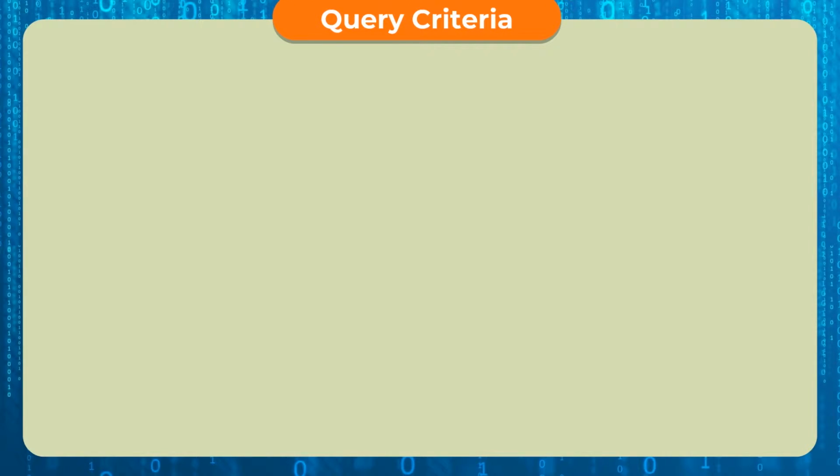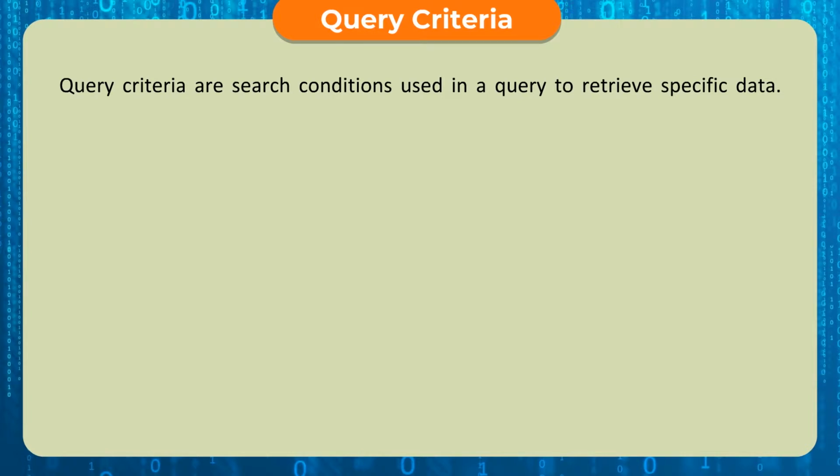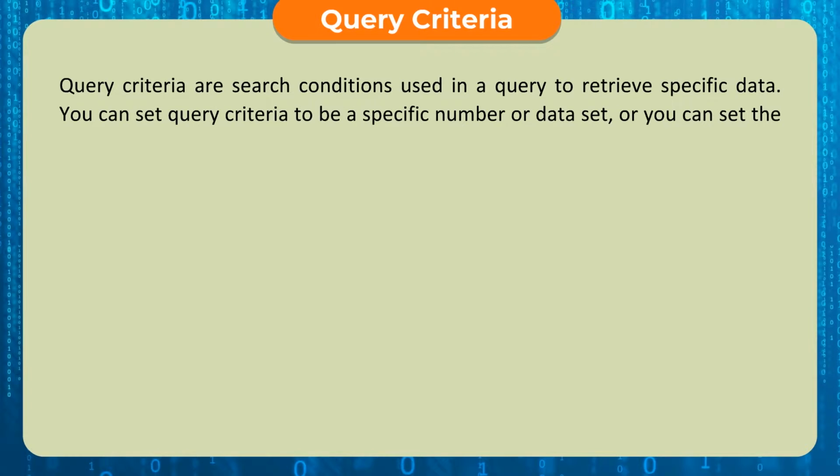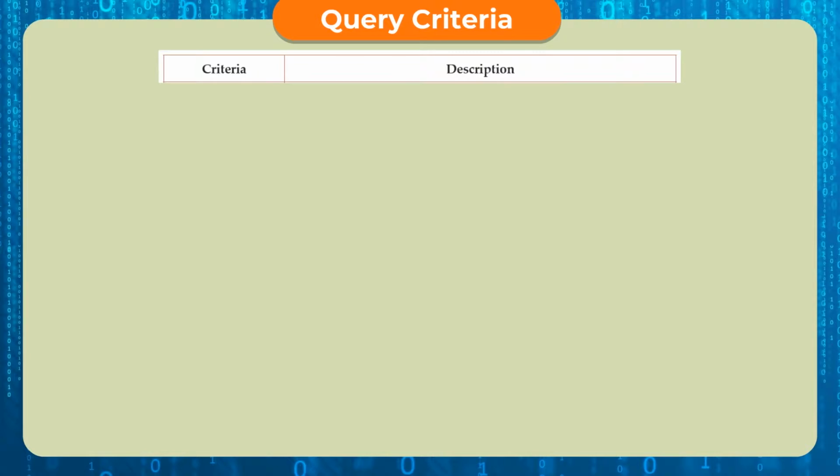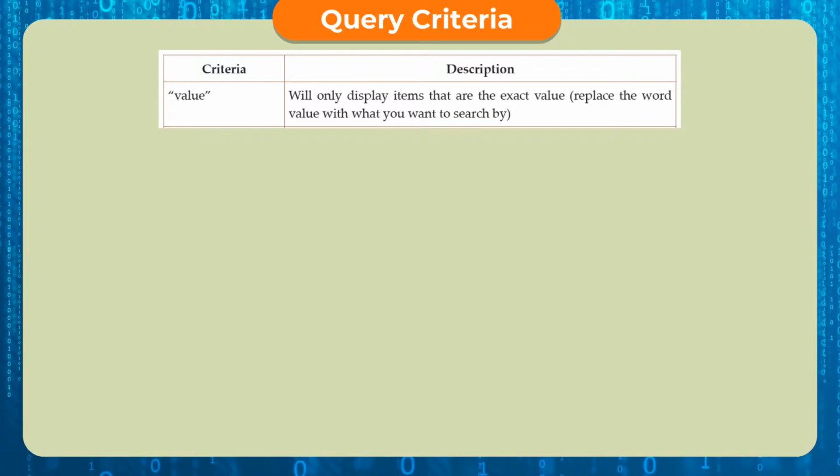Query criteria. Query criteria are search conditions used in a query to retrieve specific data. You can set query criteria to be a specific number or data set, or you can set the criteria to be a range of data. Criteria, Description. Value: will only display items that are the exact value. Replace the word value with what you want to search by.